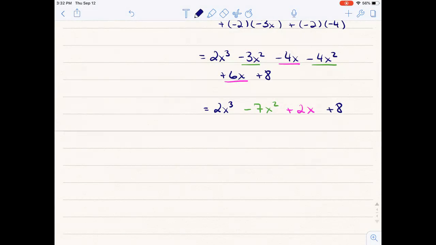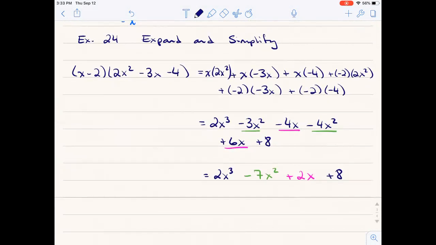Any questions about that one? A little bit bigger, but same method.